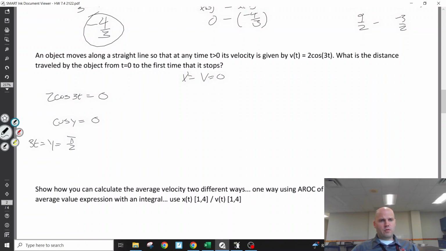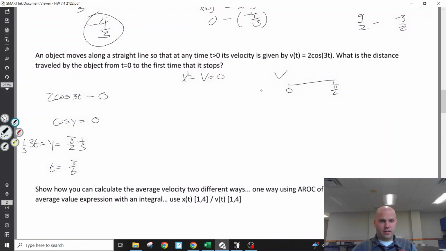So if you remember how to do this, you would divide everything by 3, and we get pi over 6, multiply everything by 1/3. Or you would figure out that pi over 6 times 3 gives us pi over 2, and cosine of pi over 2 is 0. Now, my velocity from 0 to the first time it stops is going to be consistent.